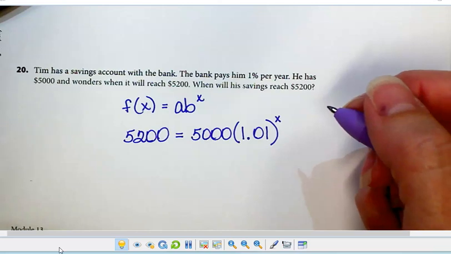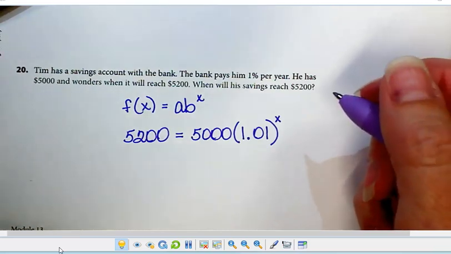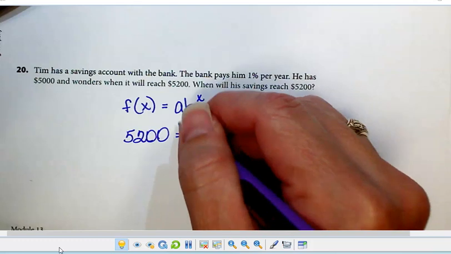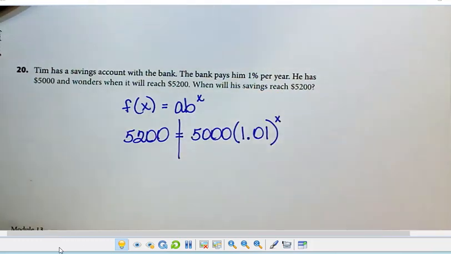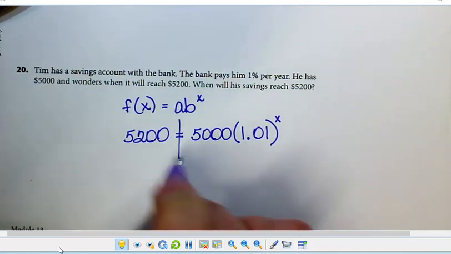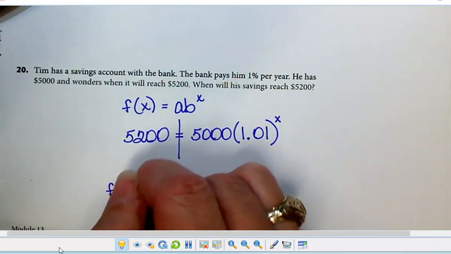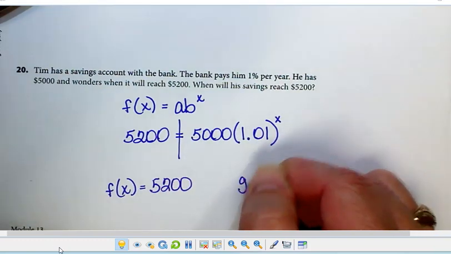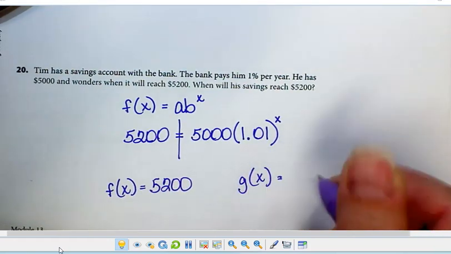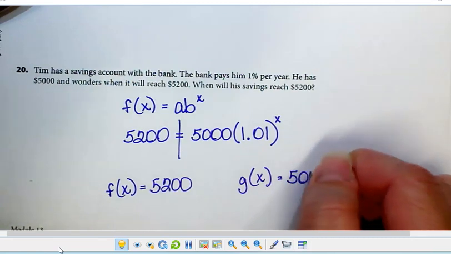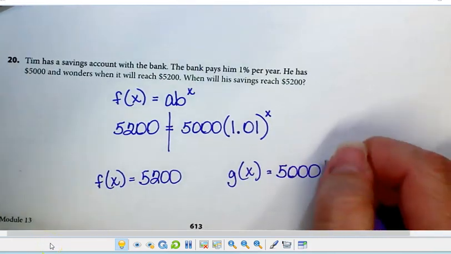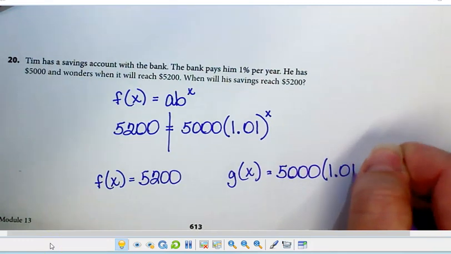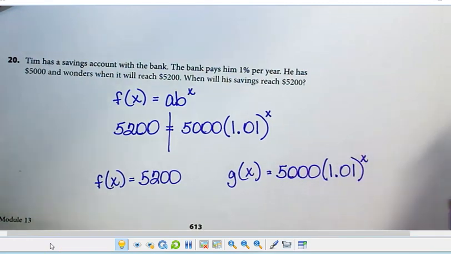Now, I can do this a couple different ways. I can do it the same way we've been doing it, which, I'm ultimately going to have to do the graph and intersect. So f of x equals 5,200. And the other equation we'll do is g of x is equal to 5,000 times 1.01 raised to the x power. Okay.